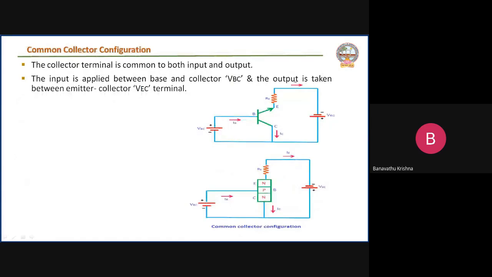Next, common collector configuration. Here, I take the collector terminal as common to both input and output. The collector terminal on the input side and output side is taken as the common terminal, and we can make it a ground terminal. Now, the input is applied between base and collector, that is VBC, and the output is taken between emitter and collector, that is VEC. So this is the structural representation of the common collector configuration.